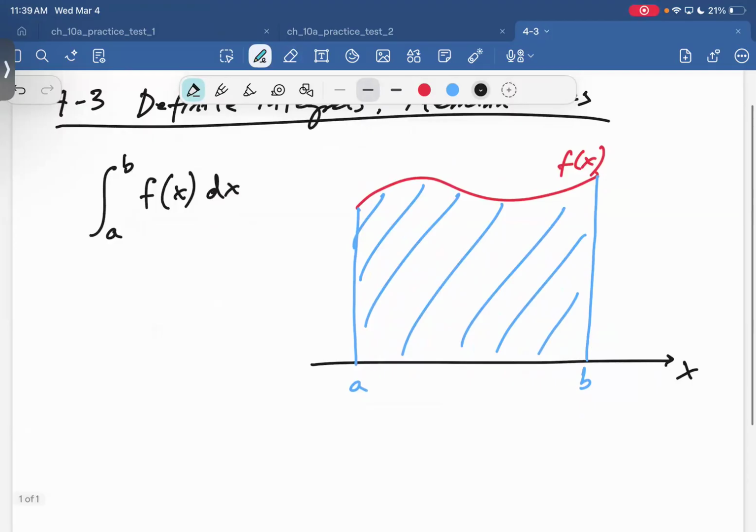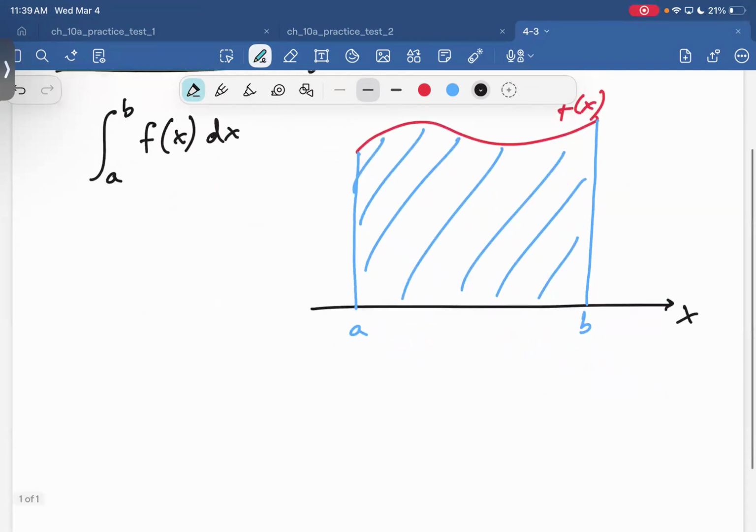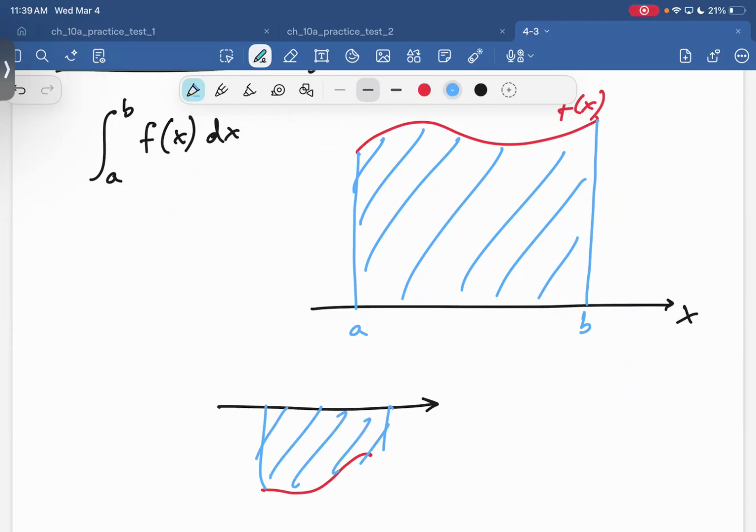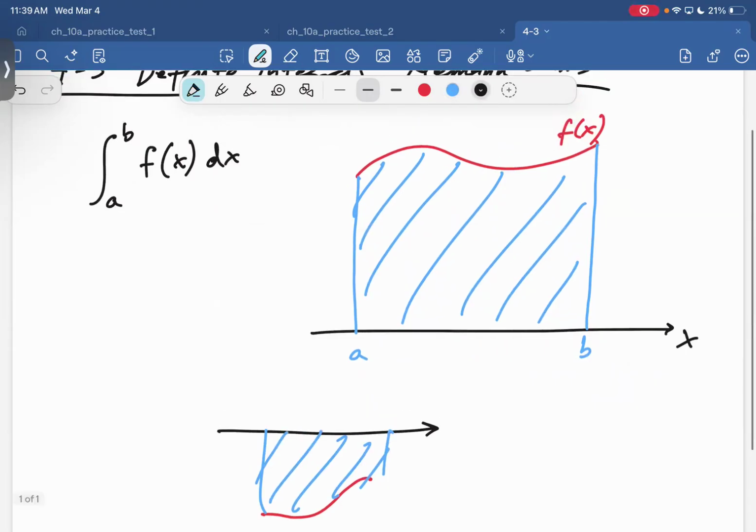Okay, and as you guys remember, if f of x dips below the x-axis, then the area is going to become negative. So if we have a situation where f of x is smaller than 0, maybe like this, then we have a negative area in this case. Okay, any questions?